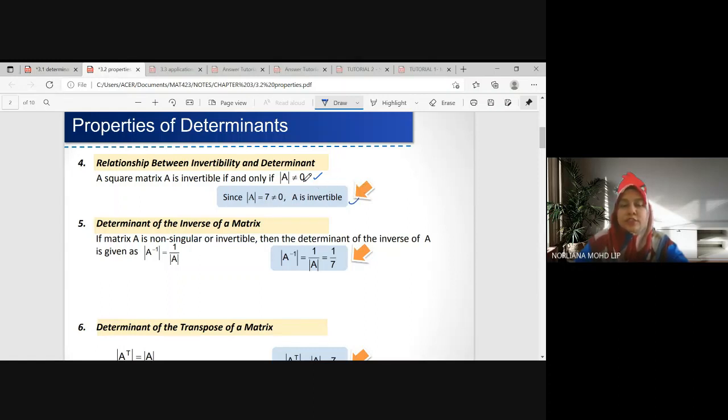Ini nak proof untuk invertible lah. Invertible or non-singular kan? Or non-singular.